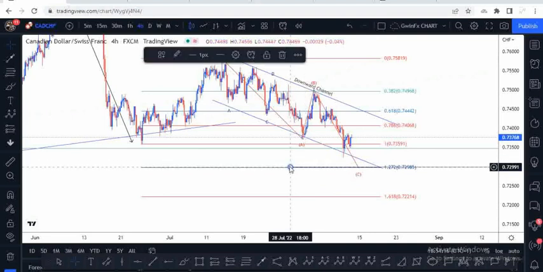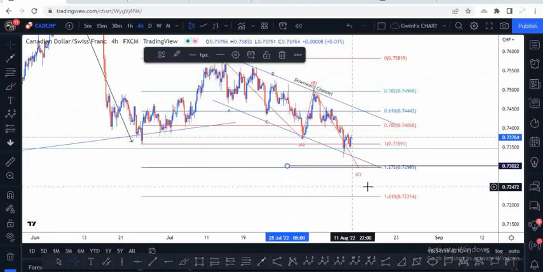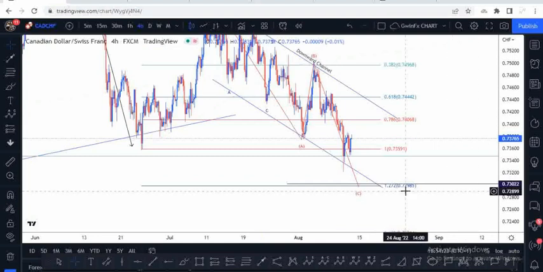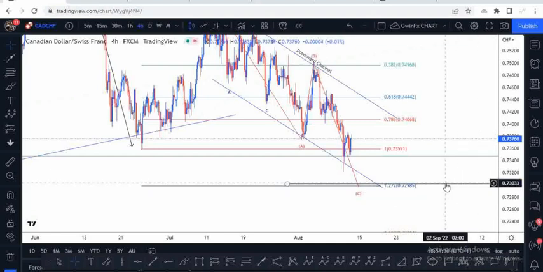A lot of people look at psychological numbers. This is a whole number, so you can look at 0.73. I think that should also be good for you.